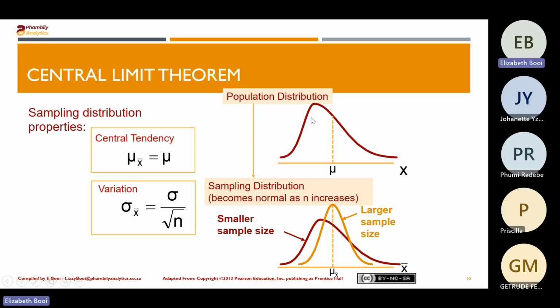If you look at this distribution at the top, you can see that it is skewed. And when we increase the sample size, that right skewed data becomes normally distributed. And that is also the property of the central limit theorem based on the sampling distribution.